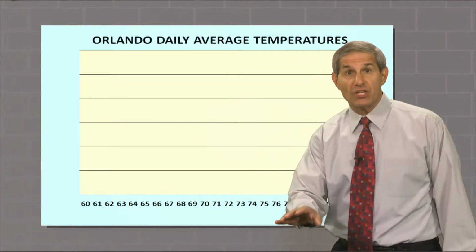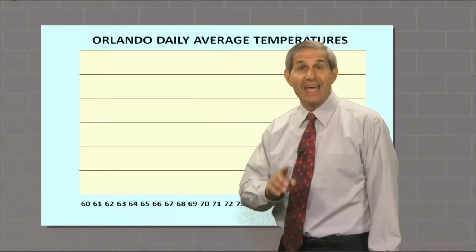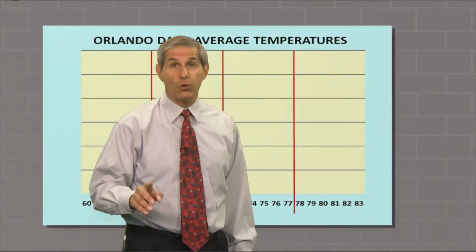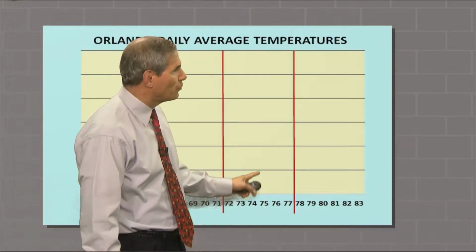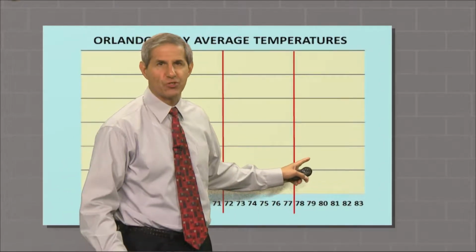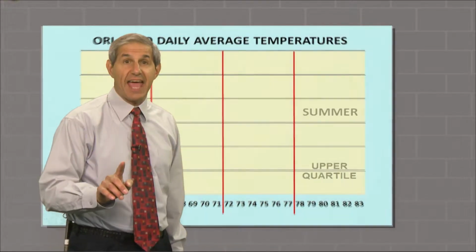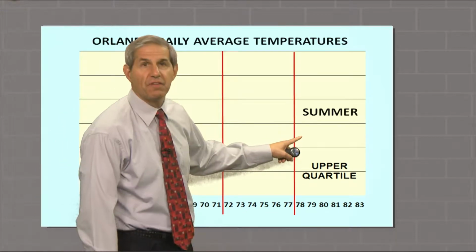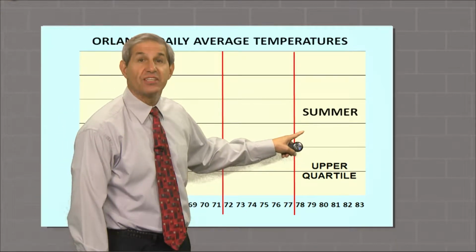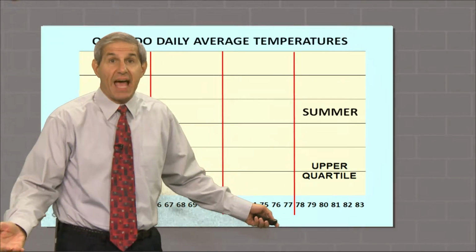Now we'll write those numbers down in order, 60 over to 83, and divide them into 4 equal-sized groups. With 24 numbers, that's easy. Each group has 6 temperatures in it. Now for that other definition of summer. It's any day when the average temperature falls in the highest 25% of temperatures. Statisticians call this the upper quartile. Now we just have to count the days.